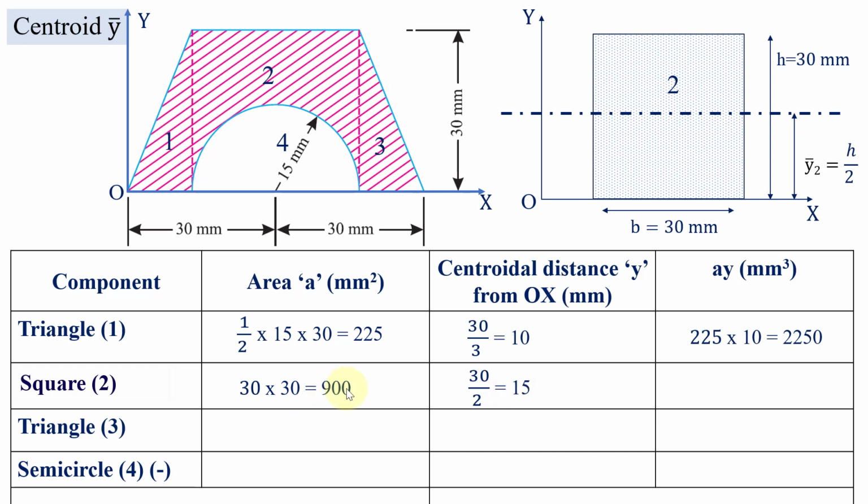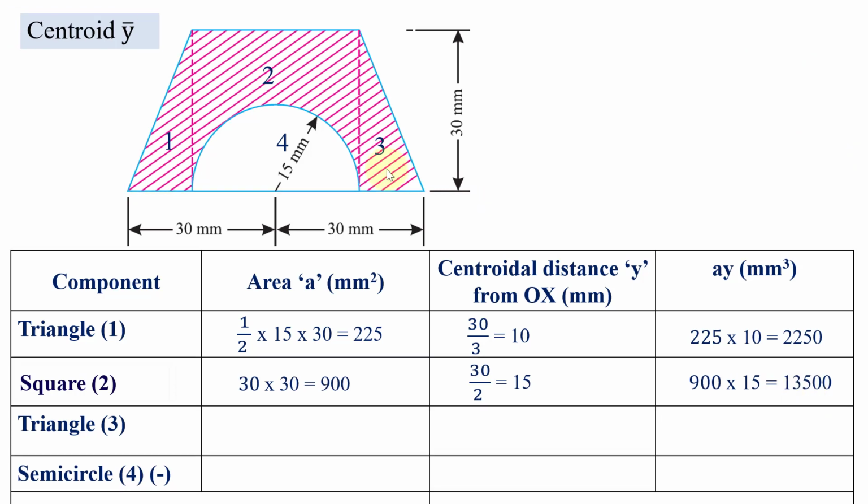Then we can multiply this area with this centroidal distance. So we'll be getting that value of 13,500 millimeter power 3. So next we are going to find out the area and centroidal distance of this triangle, which we represented as number 3.